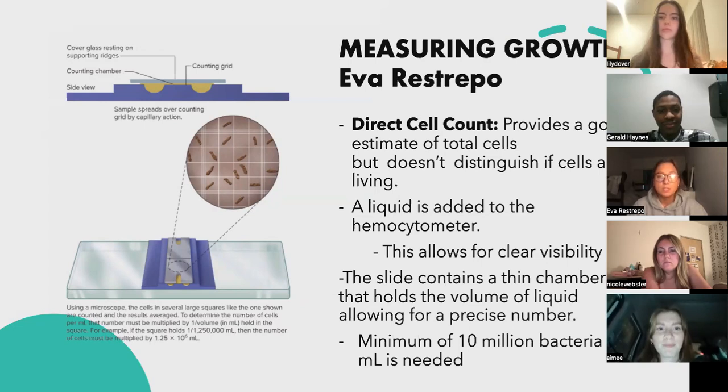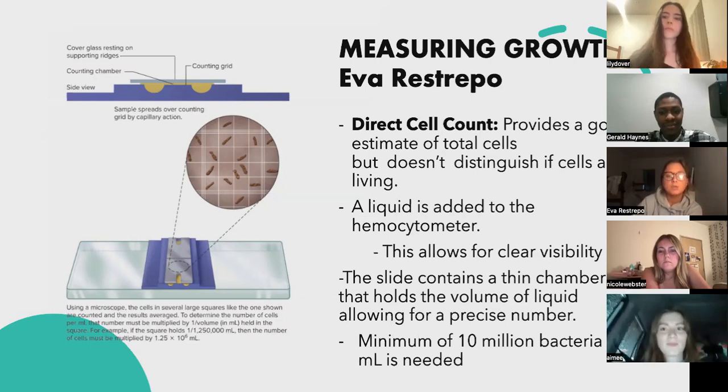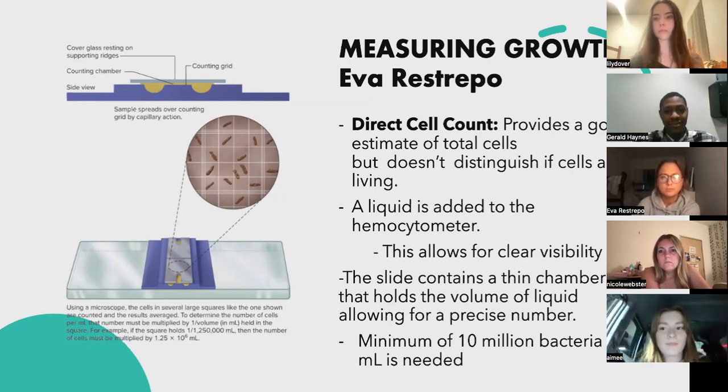A liquid is added to the hemocytometer, and this allows for clear visibility. It's a special glass that is added to be able to count all the cells. And the slide contains a thin chamber that holds the volume of liquid, allowing for a very precise number. Another downfall is you need a minimum of 10 million bacteria per milliliter.